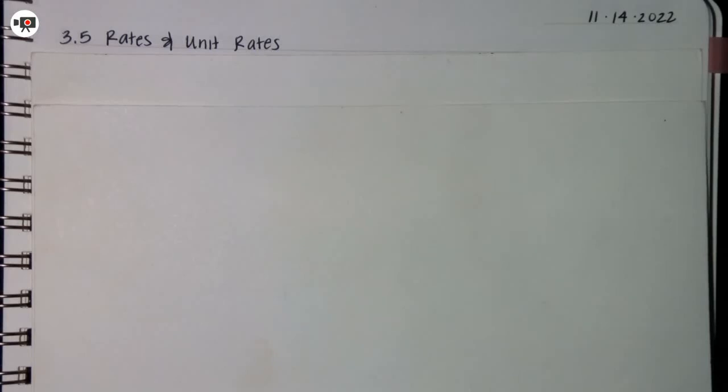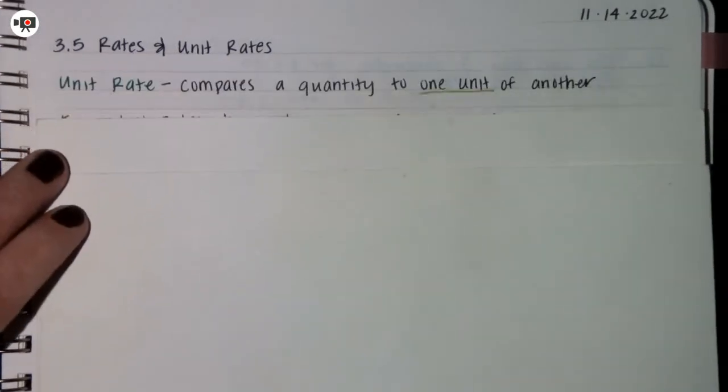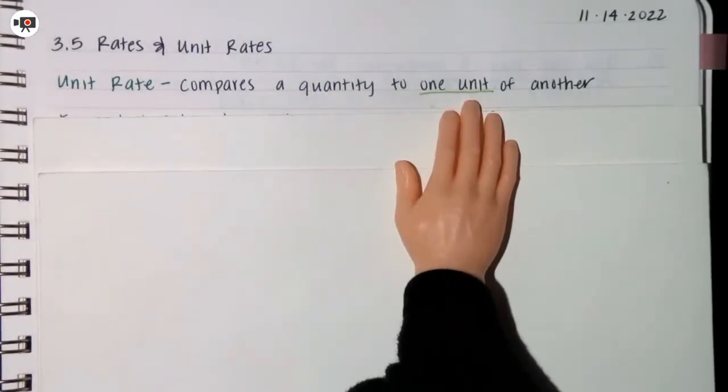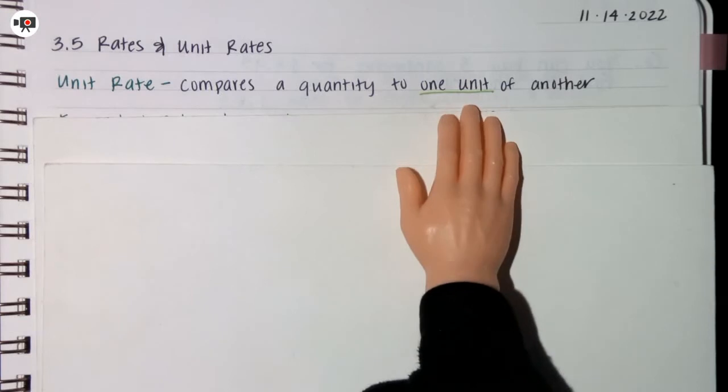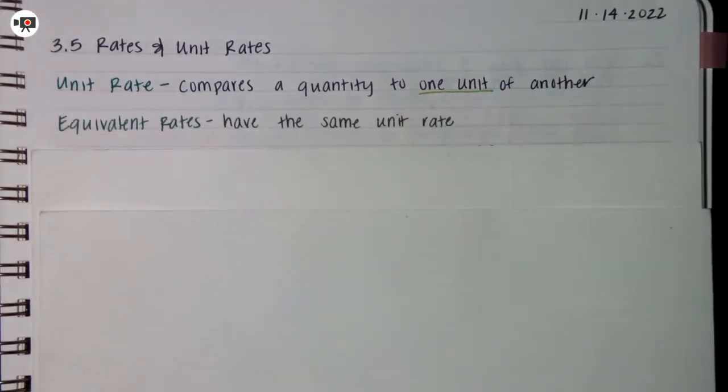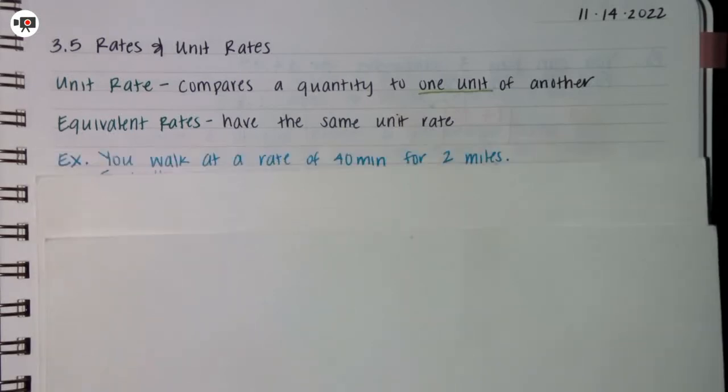This is 3.5, rates and unit rates. A unit rate compares a quantity to one unit of another. So we have like miles per hour. That's how many miles in 1 hour. Equivalent rates have the same unit rate. So if we can say they're both 60 miles per hour, those are equivalent because they're the same.